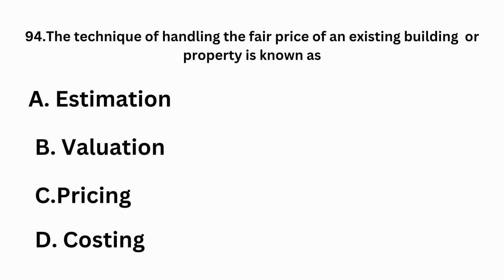Question number 94. The technique of estimating the fair price of an existing building or property is known as A. estimation, B. valuation, C. pricing, and D. costing. Valuation of building depends on the type of building, its structure, durability, on the situation, size, shape, frontage, the width of the roadways, the quality of the material used in the construction, and present rate price of materials.